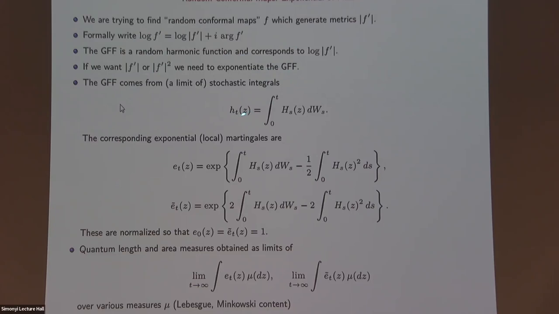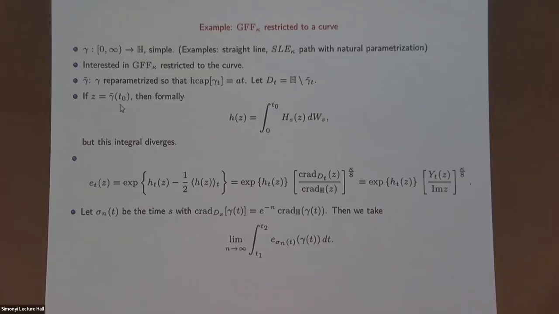So the GFF comes from stochastic integrals. That's what the GFF looks like. So when you exponentiate, you have to take the exponentials of these. But the exponentials of martingales are not martingales. You need to compensate in order to make it a martingale. So these are the corresponding exponential martingales. And they're normalized so that at time zero, they're equal to one. And then quantum length, quantum area, all these things are various kinds of limits of integrals of this over z, where often the t, I write this, but it's pretty sloppy because the t you choose at a particular z might depend on z. But they're all versions of your GFF and your GMC.